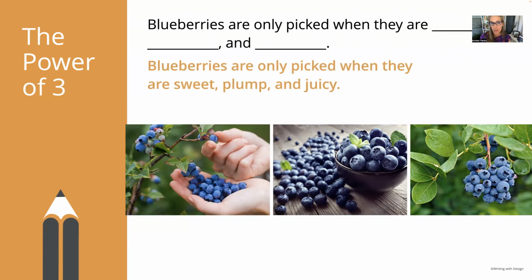So blueberries are only picked when they are sweet, plump, and juicy. So notice juicy's at the end. Why? Yeah, because it's 2 syllables and the others are 1 syllable, even though they're virtually the same, exactly the same amount of letters. Isn't that interesting?